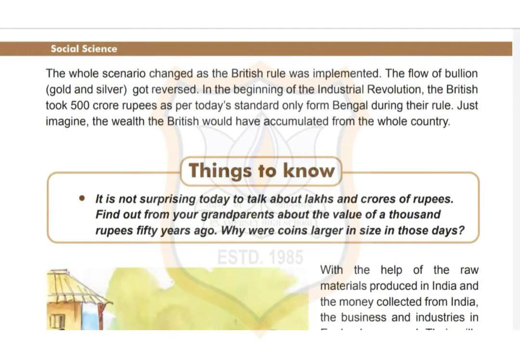The whole scenario changed as the British rule was implemented. The flow of bullions, that is gold and silver, got reversed. In the beginning of the Industrial Revolution, the British took 500 crore rupees as per today's standard only from Bengal during their rule. Just imagine the wealth the British would have accumulated from the whole country.